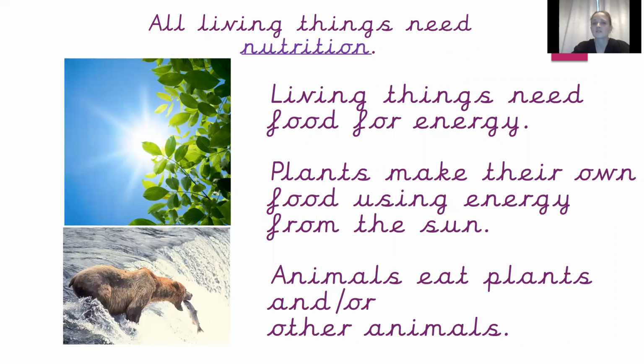All living things need nutrition. So living things need food for energy. Plants make their own food using energy from the sun. And animals eat plants and or other animals to keep themselves alive. So nutrition is obviously what we eat, making sure that we're staying healthy and making sure that we are getting all the right nutrients that we need in our bodies. And plants obviously are able to make their own food using energy from the sun.